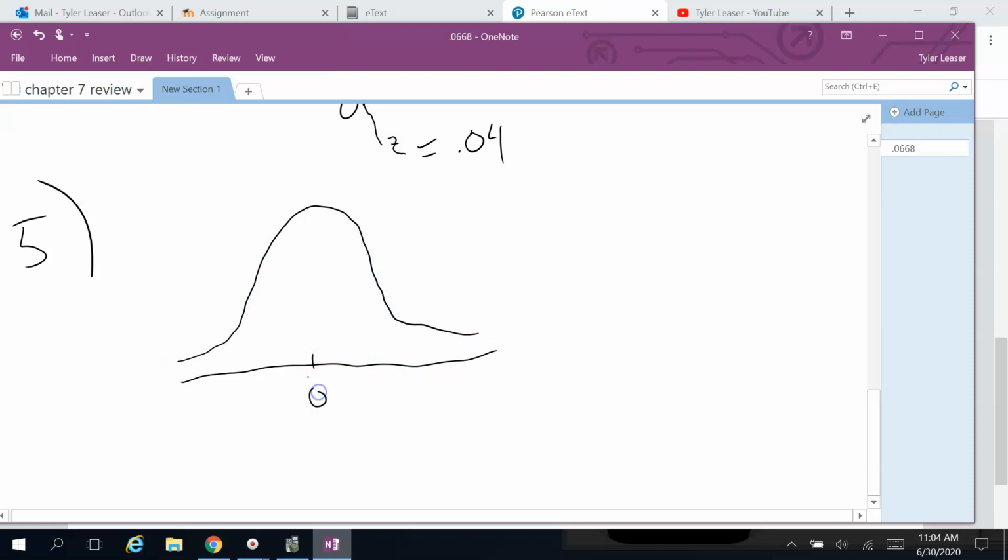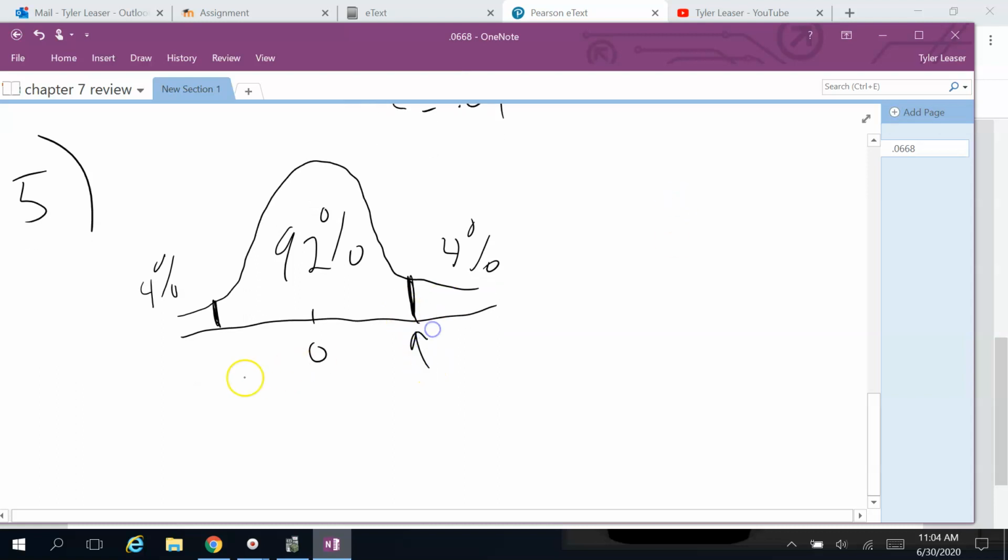This is still the standard one with z-scores, so the mean is still 0. If I want to find the middle 92%, 92% is a very big chunk, which means that if I look to the left and then the same distance to the right, this area in between is the 92%. There's still 8% left over. And because this is in the middle, that 8% is going to be cut in half. Half of it is going to be in the left tail, 4%. The other half is going to be in the right tail, 4%. We are trying to figure out what these two z-scores are that cut off these values.